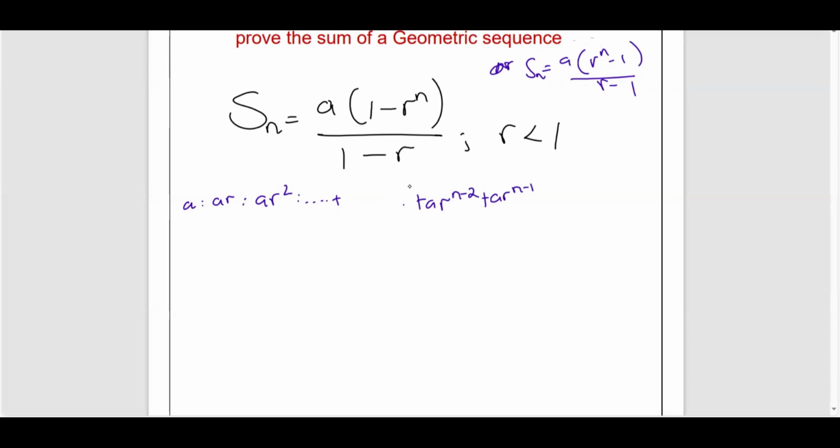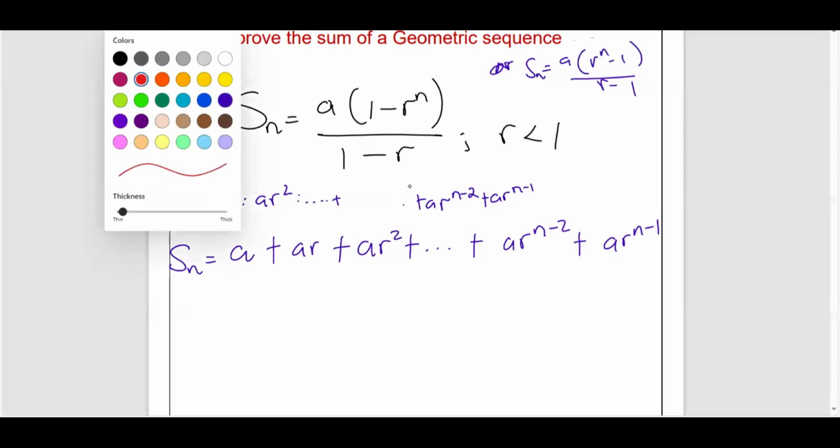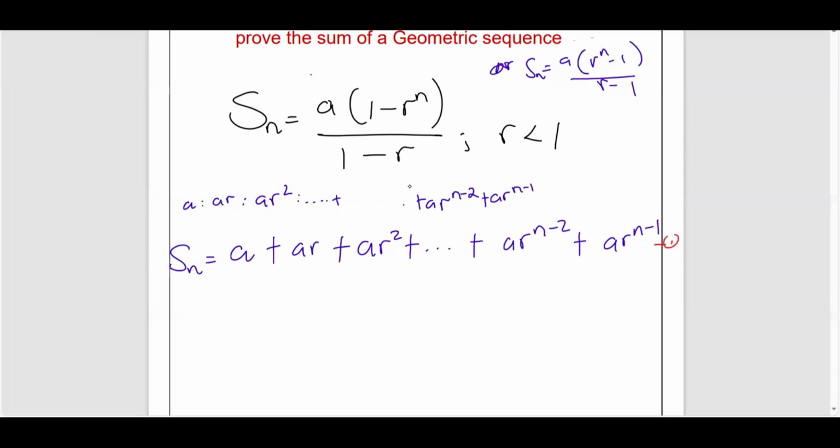Okay, so the sum of the series will be a plus the second term, ar, then the third term, ar squared, plus, skipping some terms, only the last two terms. The last term, which is Tn, will be ar^(n−1). This is equation 1, and then I'll multiply it through by r. Every term should be multiplied by r.